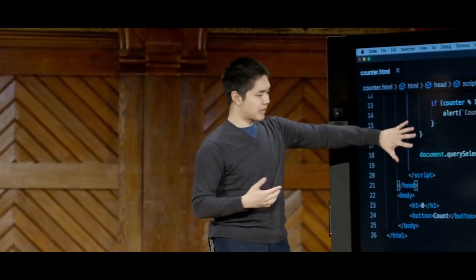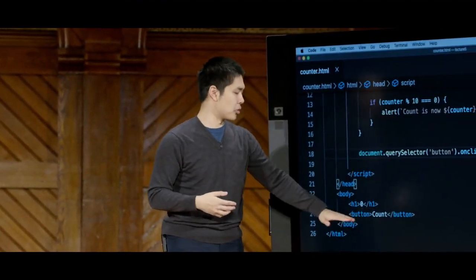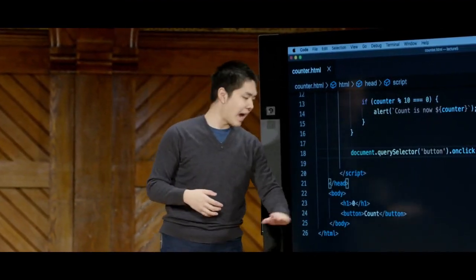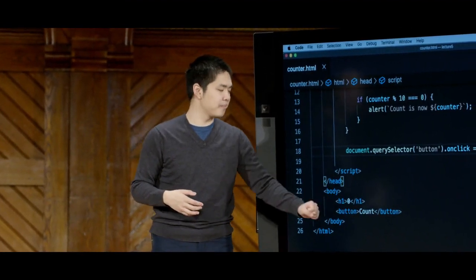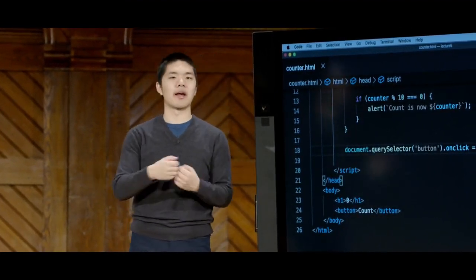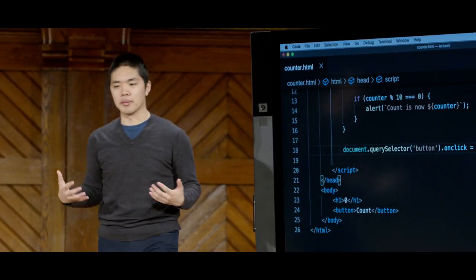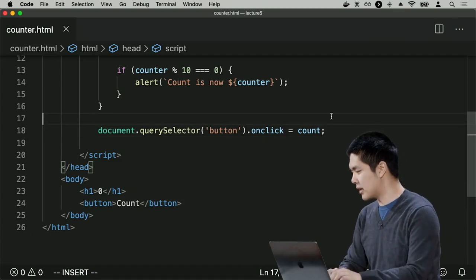One would be to take the script tag and just move it to the bottom section of the body, so that after we've already defined the button that says count, we then have the script tag that says, all right, go ahead and now find the button, and now we'll be able to find it. It turns out another way, and perhaps a more common way, is to instead add yet another event listener.